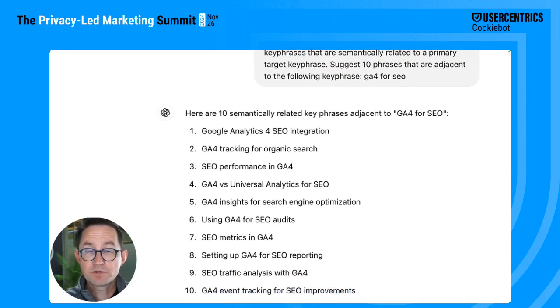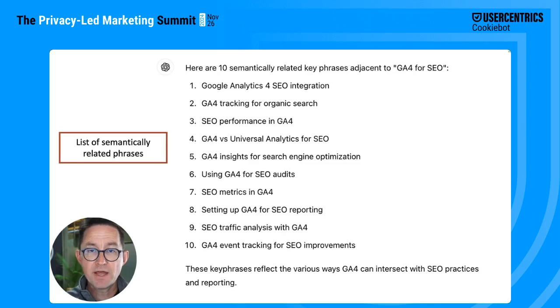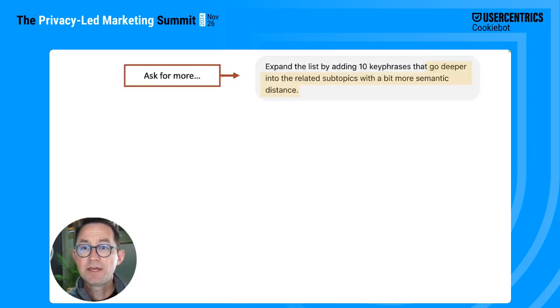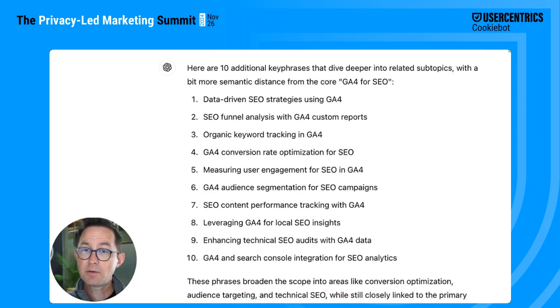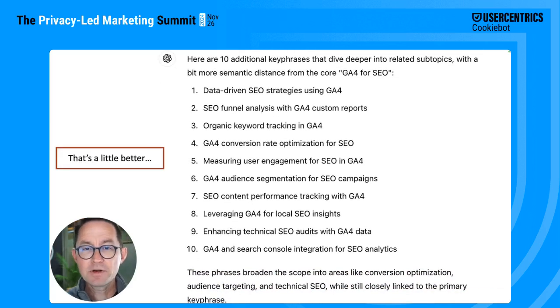And it comes back, and of course it's very good at this. It's a great use case for AI because it's the master of language and it's a huge predictive matrix of adjacent phrases. So these are all pretty good to me, right? Now, I want to broaden it a bit more, so I'll give it a subsequent prompt. Expand the list by adding 10 key phrases that go deeper into the related subtopics, but use a bit more semantic distance this time. It comes back with another list. Great. 10 more key phrases. It's broadening a little bit, but they're still very closely related phrases.